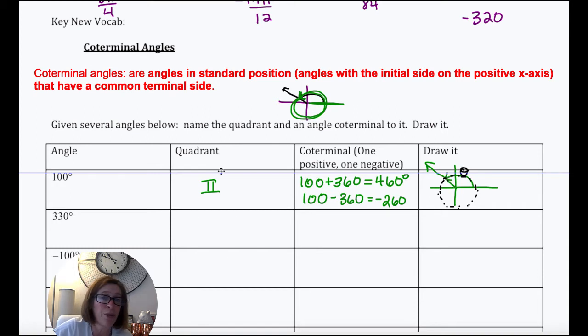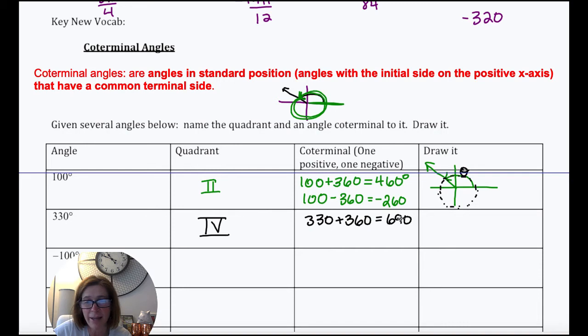All right, let's try another one, 330. Hopefully you're seeing that's quadrant 4. Coterminal, 330 plus 360 is going to be, what, 690? And then 330 minus 360, which is going to be negative 30 degrees. Okay, let's draw the 330-degree angle. Remember, we always start on the coordinate plane in standard position, at the positive x-axis. I'm going to go around, around, around to close to the end, draw a terminal ray, and then label it theta or label it 330 degrees, okay?